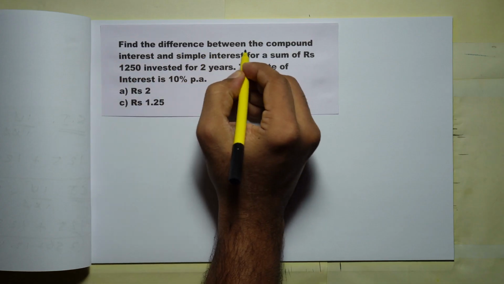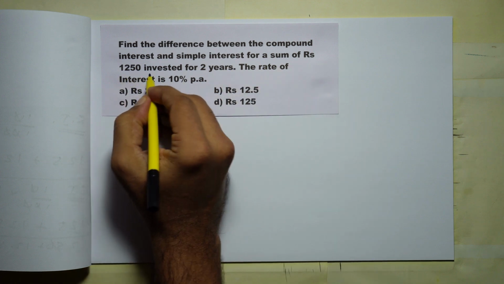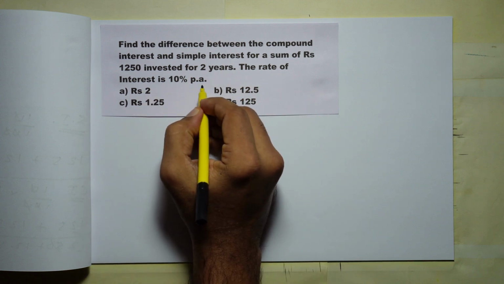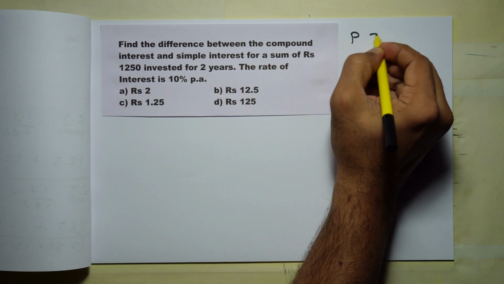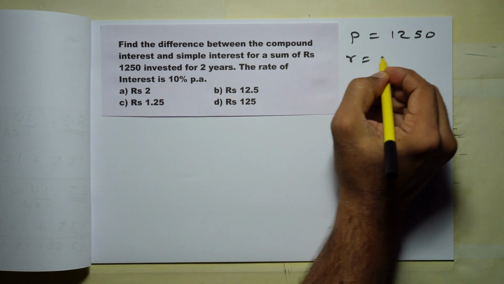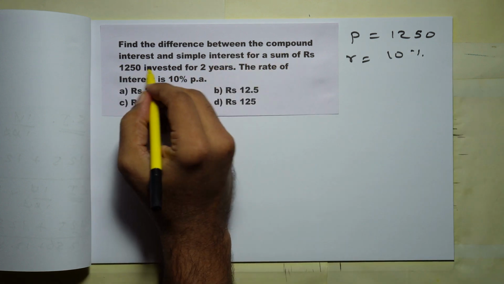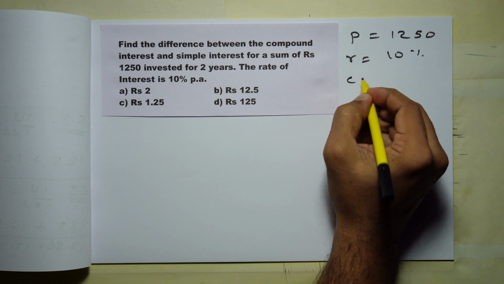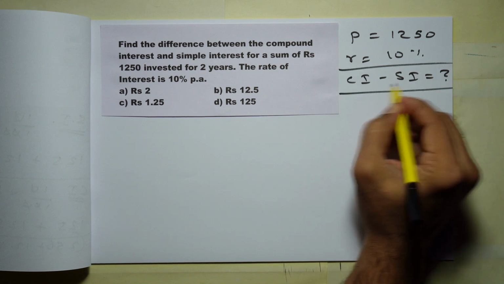Find the difference between the compound interest and simple interest for a sum of rupees 1250 invested for 2 years. The rate of interest is 10% per year. Now the sum, or the principal, is rupees 1250. The rate of interest is 10% per year, so R is 10% per year. Now the question is to find the difference between the compound interest and simple interest that you obtained for 2 years. So compound interest for 2 years minus simple interest for 2 years. This is what we need to calculate.